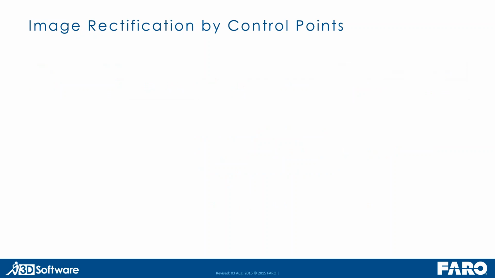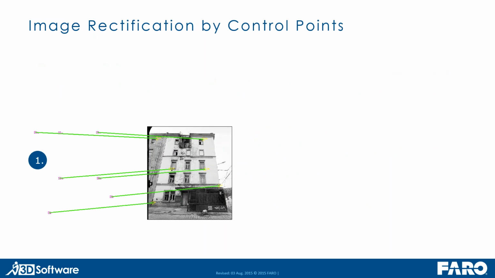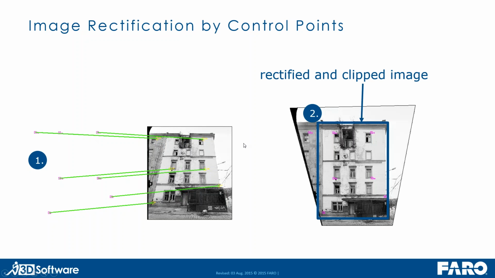The image rectification by control points works in a way that you have to measure control points by a total station, then you read them into AutoCAD PhotoPlan, and then you assign those control points with the according points in the photograph, and our algorithm will calculate a rectified image out of those control points.